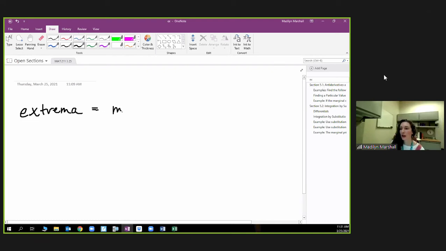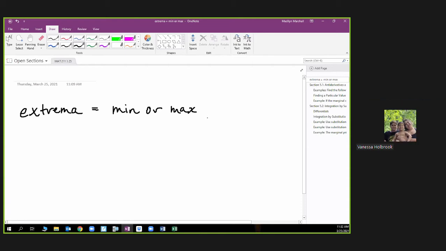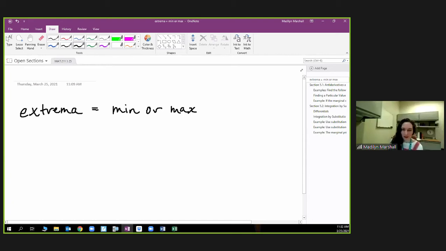Extrema just means min or max. So if the question asks you to find any local extrema, that means find any local minimum or maximum. Does that answer that question? Yeah, I just thought it was something extra that I needed to do, not just the min and max. Nope. Okay. Yeah, extrema are just min and max.